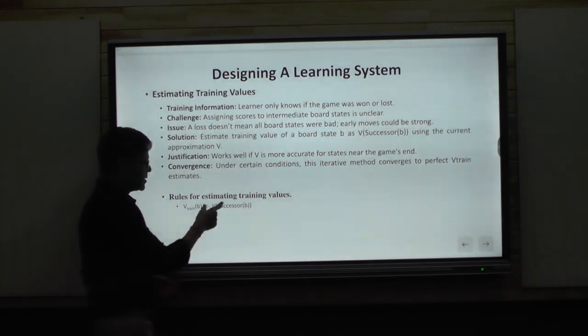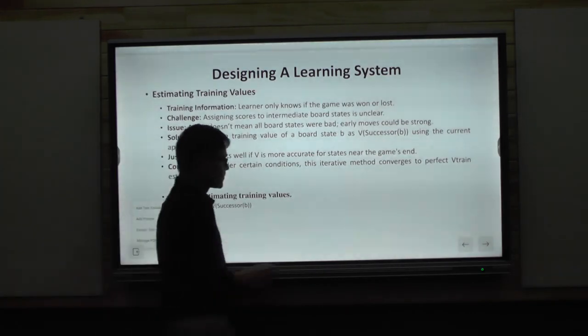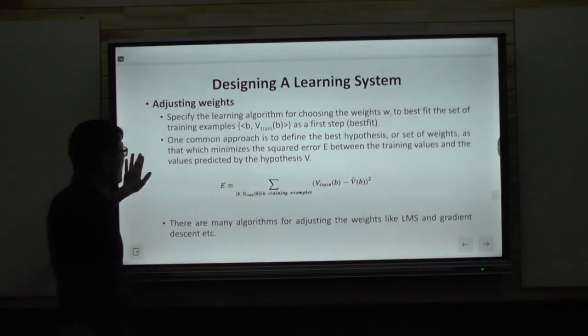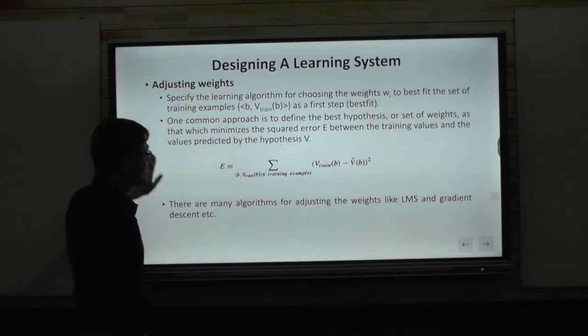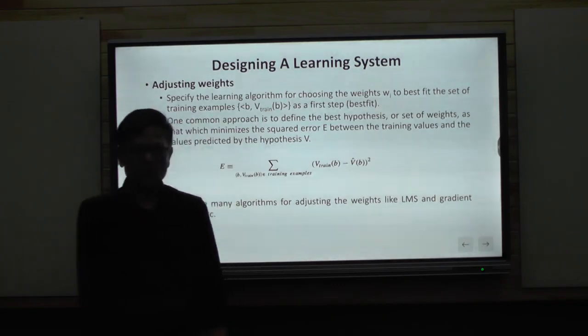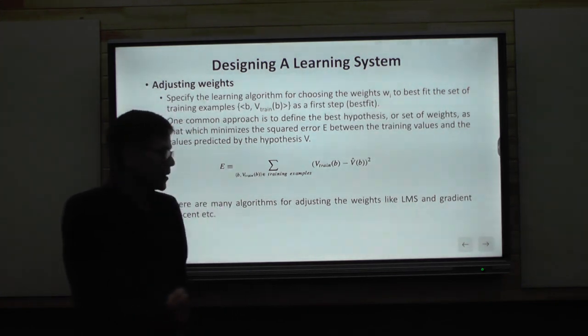So that means V_train(b) is what? It becomes the successor of b. Okay. Now, if you remember the target function, V̂(b) = w0 + w1 x1 + w2 x2 and so on.